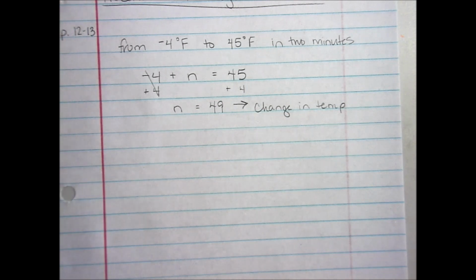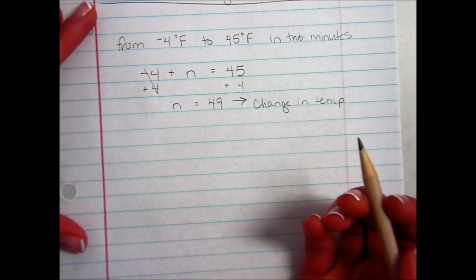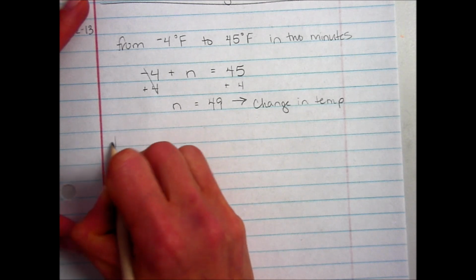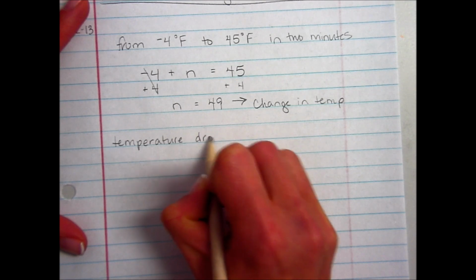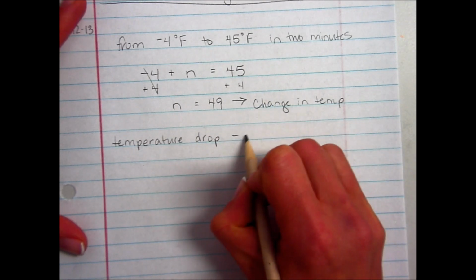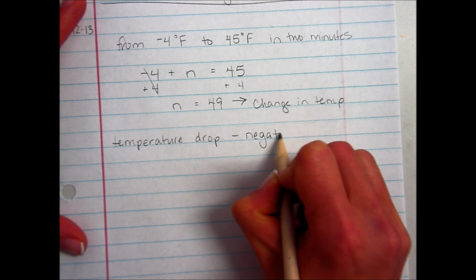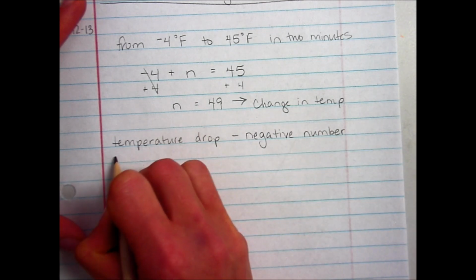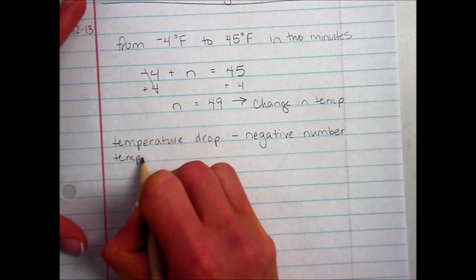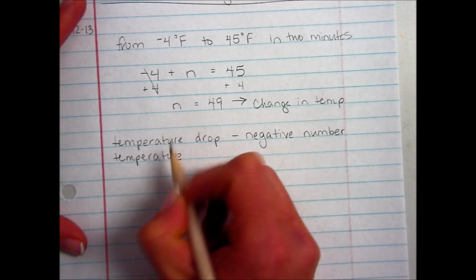Alright, so then on page 13 it says, if the temperature had instead dropped 10 degrees from -4, you would write the change as -10 degrees Fahrenheit. So for these types of problems, anytime you have a temperature drop, it will be a negative number. And anytime you have a temperature increase, it would, guess what, be a positive number.